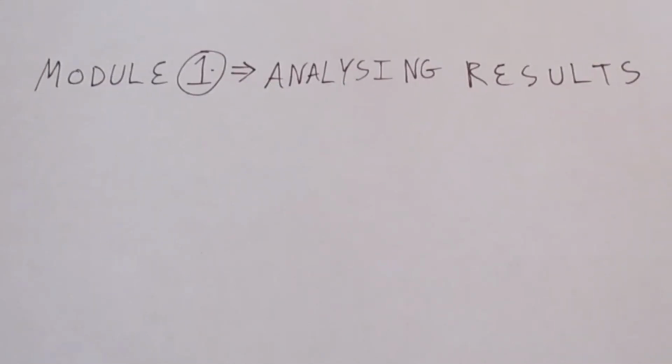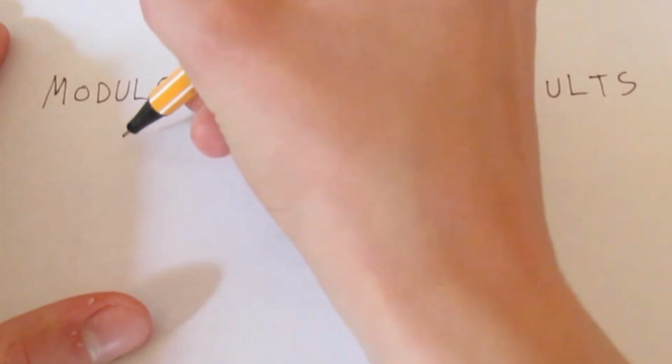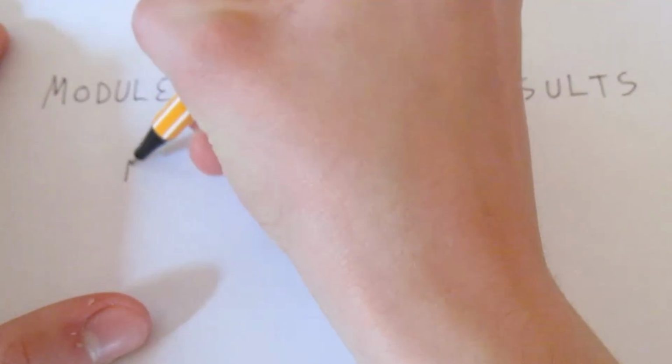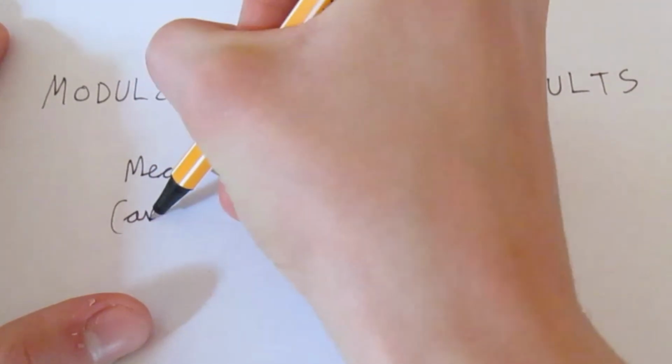What are we talking about today? We're going on about PAG investigations and exam questions. We're first going to talk about the mean. You should know from primary school that the mean is the average.